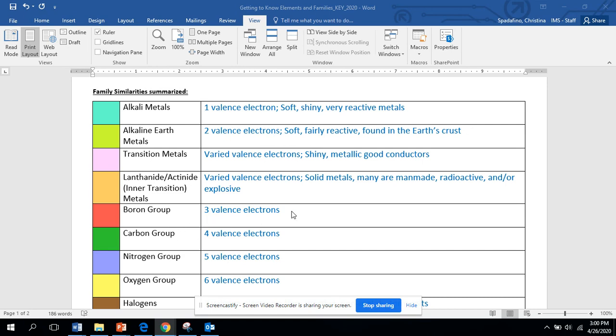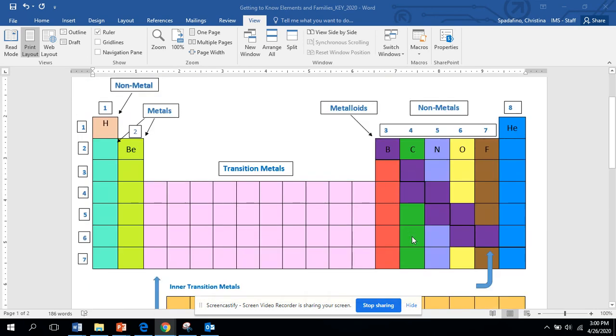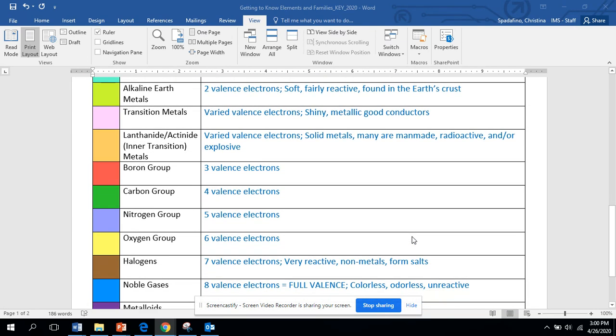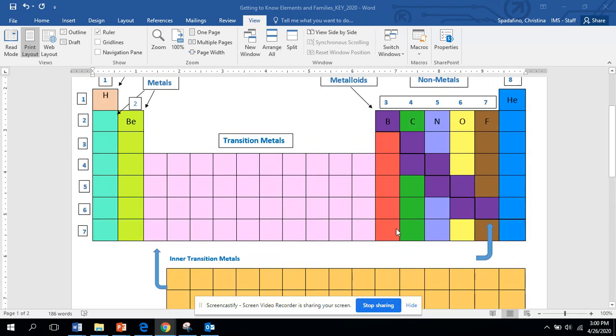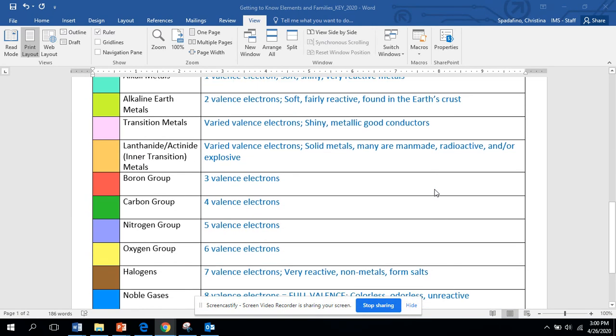Our carbon group has 4 valence electrons. Make sure you grab your color for carbon. Our nitrogen group or family has, oh, look at that, 5 valence electrons. Properties vary here in a lot of these. You could write properties vary, but we don't really need to know that. These tend to be a silvery white color, but again, there's some variations.